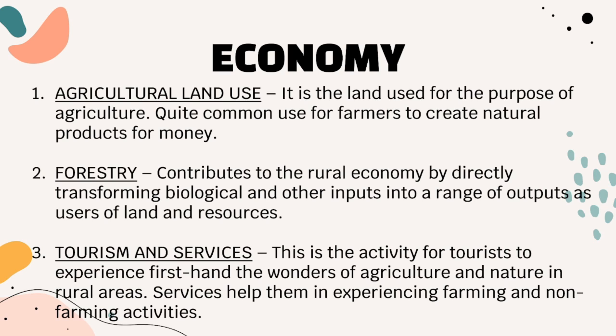So the third and last component that can be found in the economy is the tourism and services. And this is the activity for tourists to experience firsthand the wonders of agriculture and nature in rural areas. Services help them in experiencing farming and non-farming activities. So tourism is a good way of making profit in exchange for experiencing the firsthand wonders of the natural and agricultural aspects of the rural areas. This is where they get to experience farming and non-farming activities, sightseeing the natural beauty, and other tour-related activities.